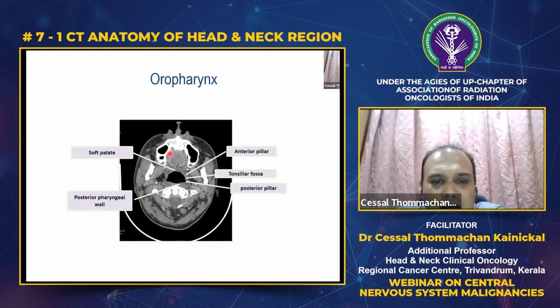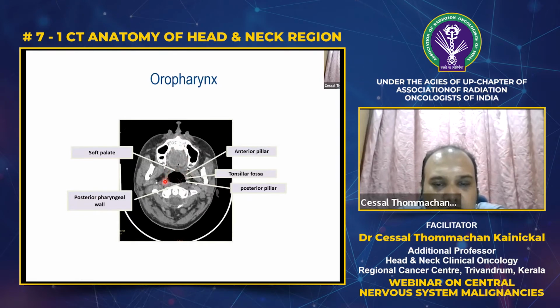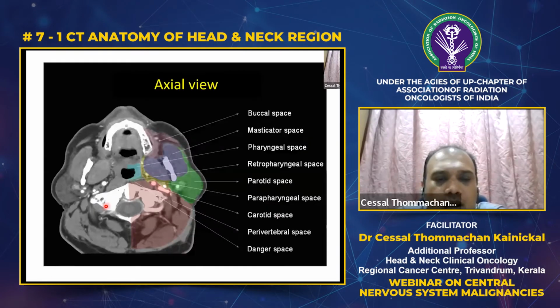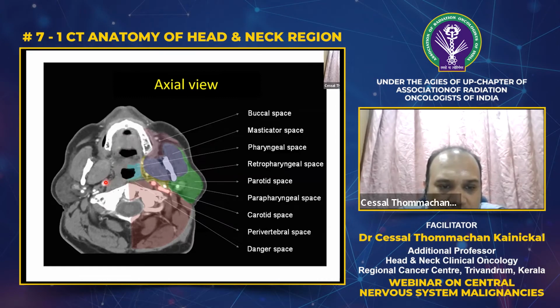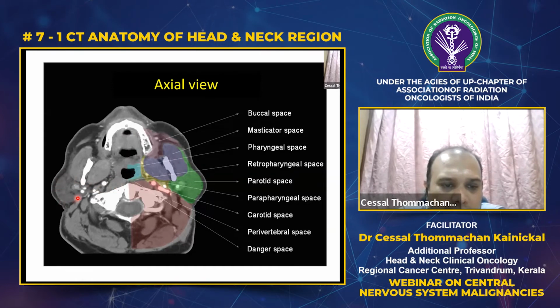So coming again, this is the hard palate here, soft palate, and the tonsillar pillar here, the tonsillar fossa. Then you have the posterior tonsillar pillar and the posterior pharyngeal wall. This is at the level of the oropharynx. So you have the hard palate here, soft palate. This is the pharyngeal mucosal space. Then you have the parapharyngeal space, the parotid sheath here, and this is the parotid gland here.